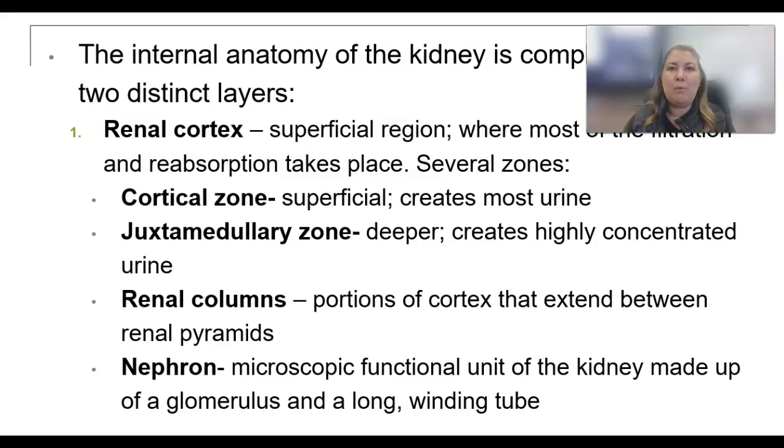The cortical zone is where most nephrons are found, and it can produce urine that's just of medium average osmolarity, whereas the juxtamedullary zone will contain nephrons that can create really, really concentrated urine for times that you are maybe a little bit dehydrated. Some other regions, the renal columns, which are pieces of the cortex that will actually cut down through the renal pyramids or the medulla, and then the nephrons, which are the microscopic units that we will look at.